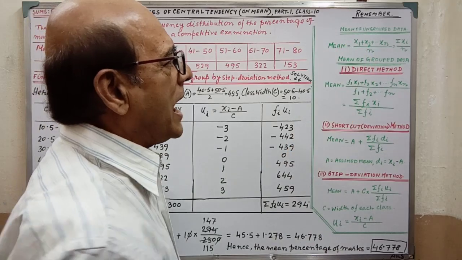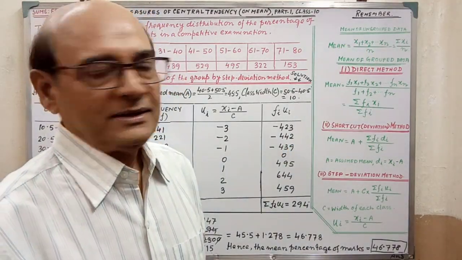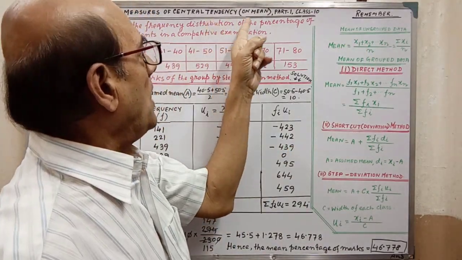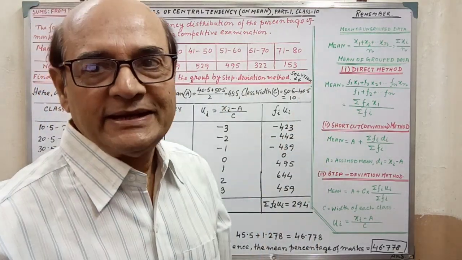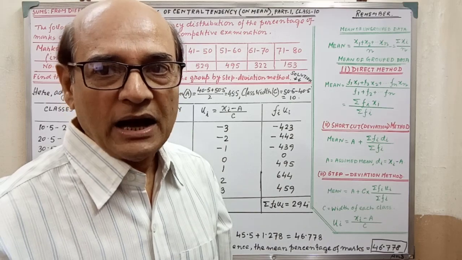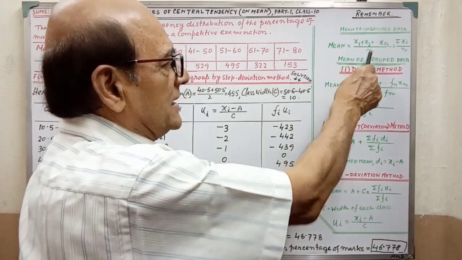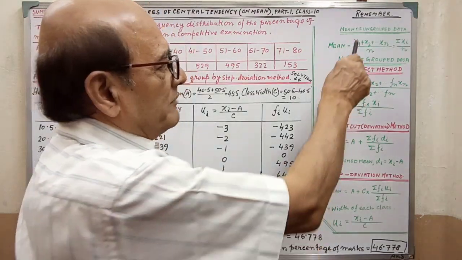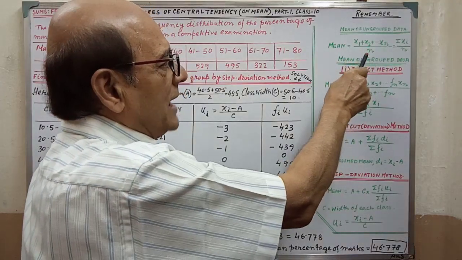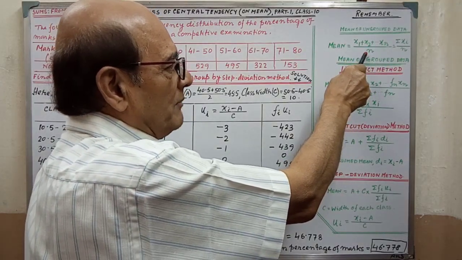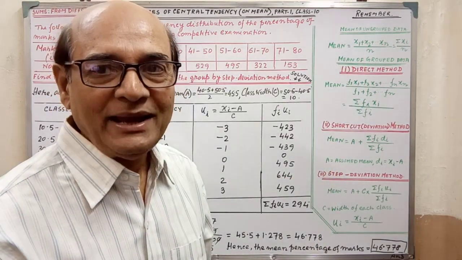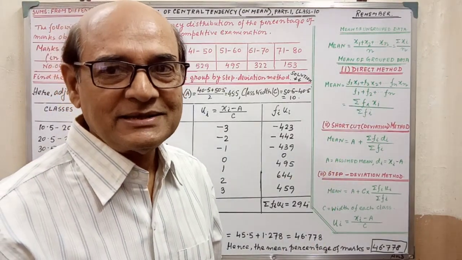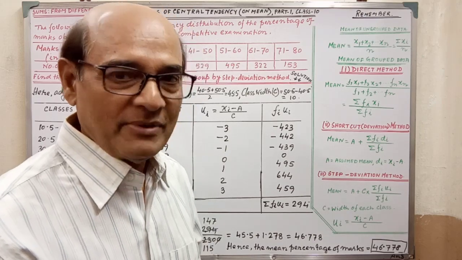Mean of ungrouped data, that is the mean we have to find out. x1, x2, x3 and xn etc. are variables, and n is the number of variables. You have to add the variables, and divide by the number of variables. Then we will get the mean by direct method, that is the average, almost the average.